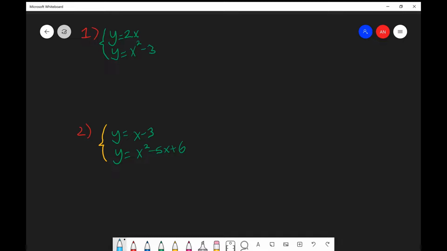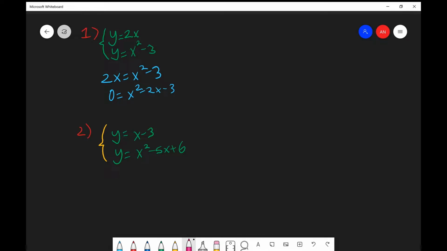Okay, in the first one, we can do the same thing. We can equate them. 2x is equal to x squared minus 3 because y is equal to y. So then, we can just say 0 is equal to x squared minus 2x minus 3 because we're subtracting 2x from both sides. And now we have a quadratic equation. So let's use the product sum method to factor this, to find the roots.